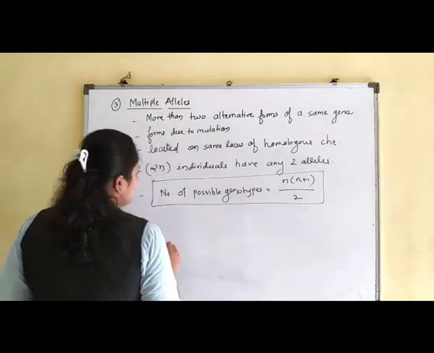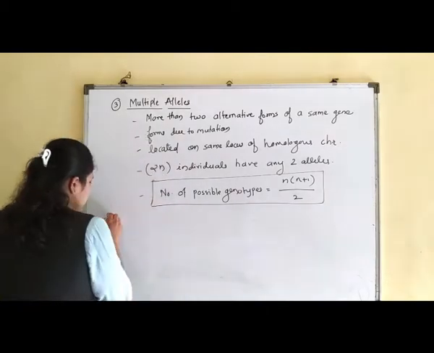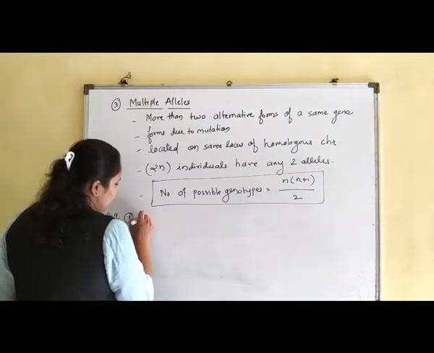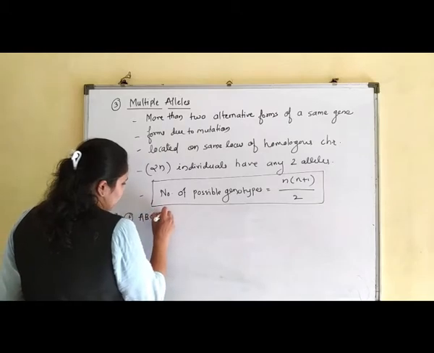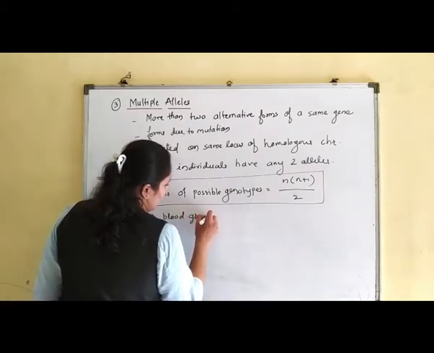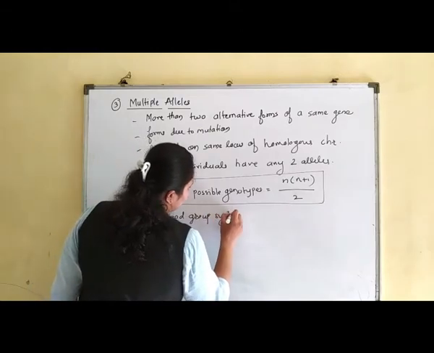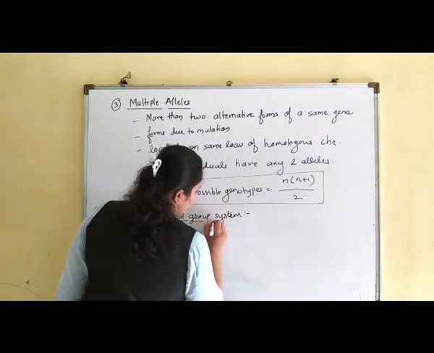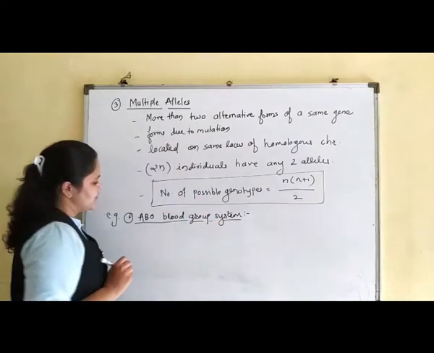The examples which we are going to study, the first example, that is the ABO blood group system. Fine. This we have also learned last year. So I will explain this again.